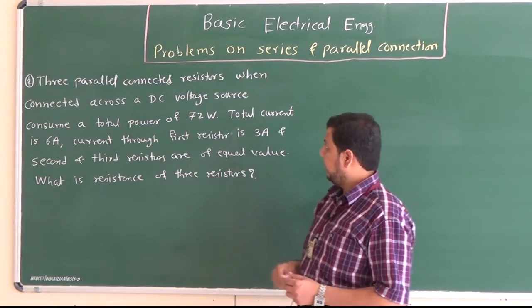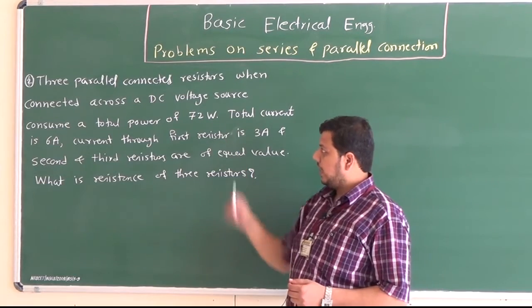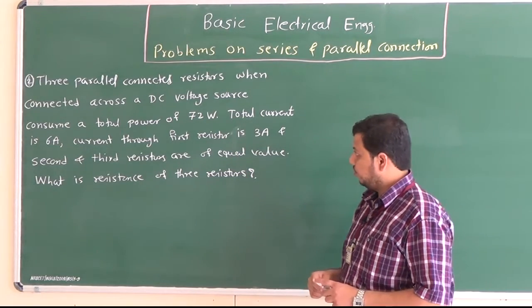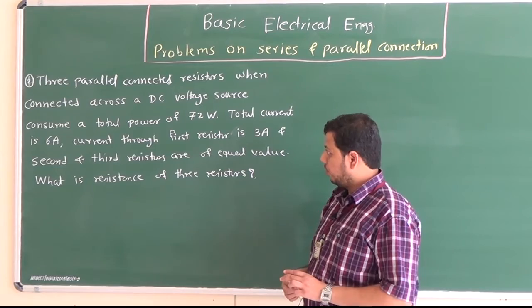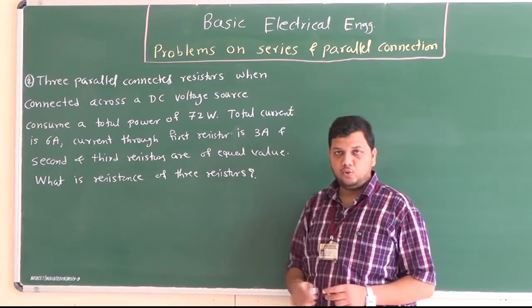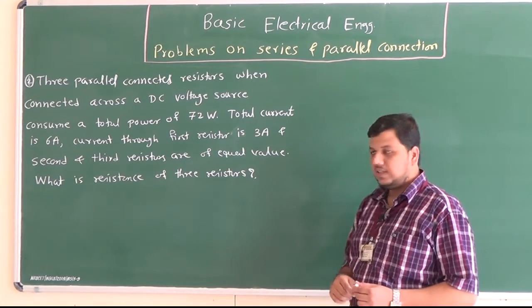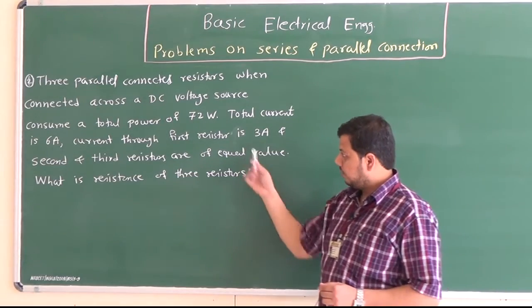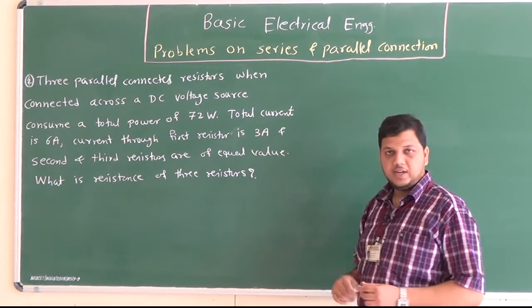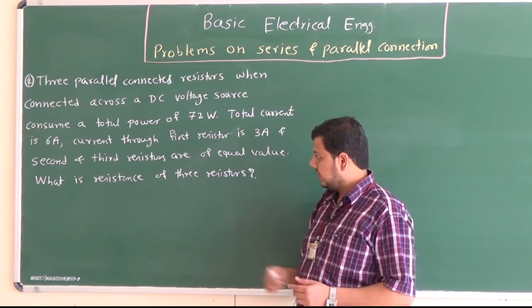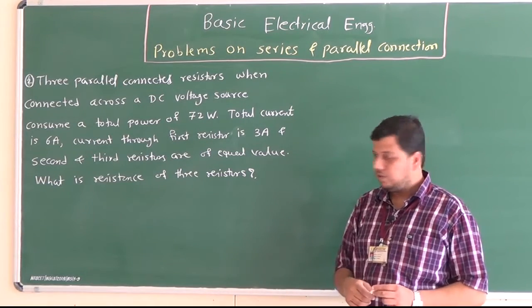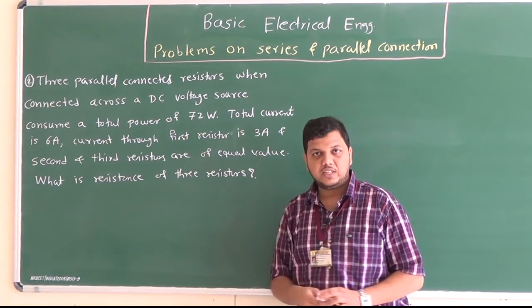Three parallel connected resistors when connected across a DC voltage source consume a total power of 72 watt. Total current is 6 ampere. Current through first resistor is 3 ampere and second and third resistors are of equal value. What is the resistance of three resistors?